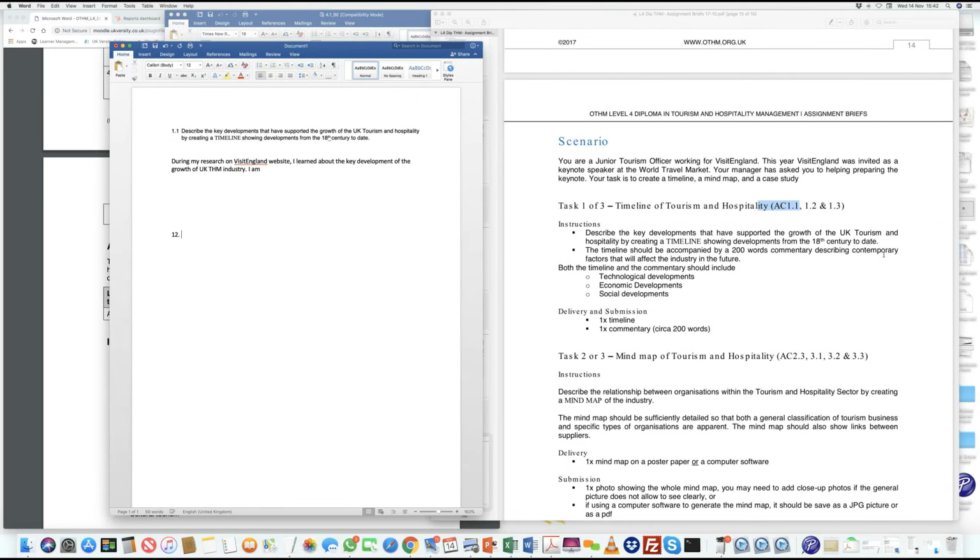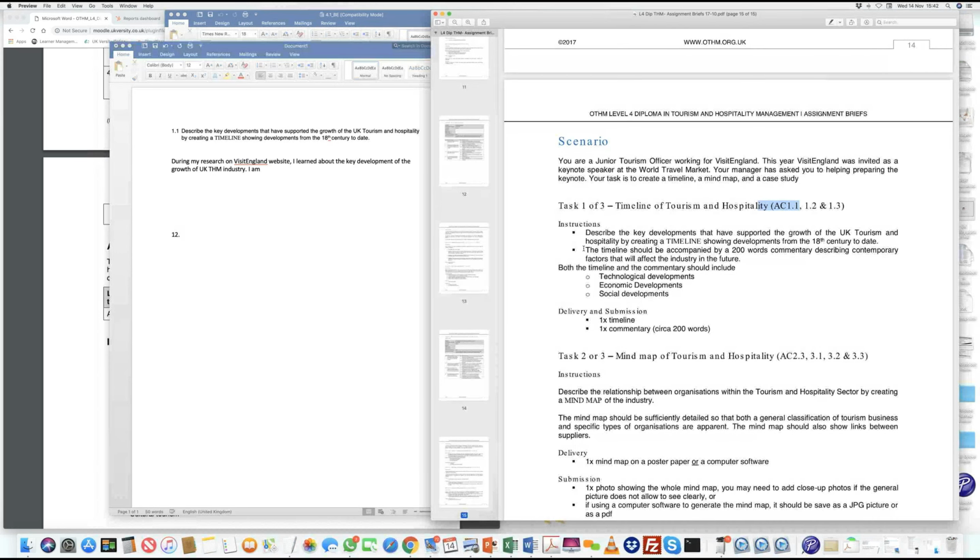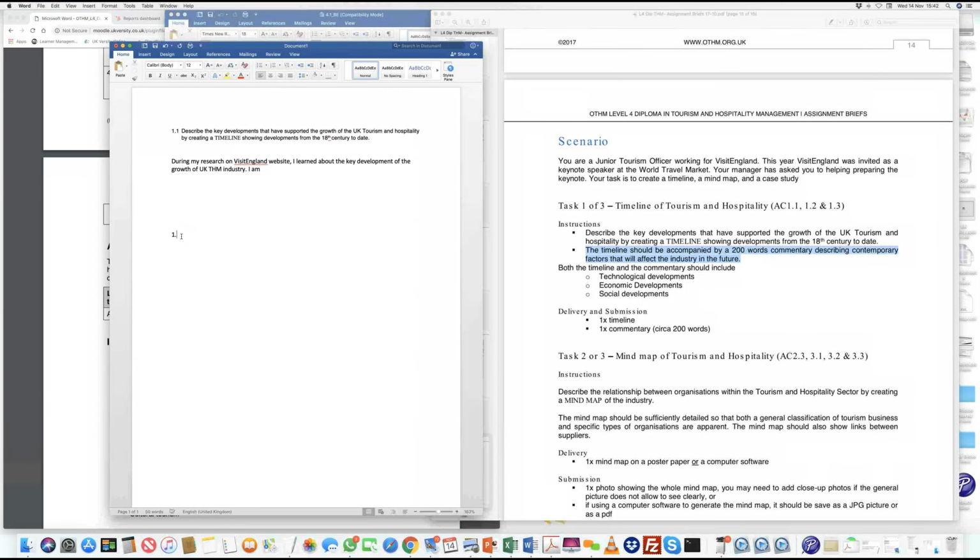with 200 words commentary describing contemporary factors. So this is going to address your task 1.3, contemporary factors. So I write 1.3 here, and then you discuss some of the contemporary factors that we've discussed in the slide. So you're looking at writing about 200 words.